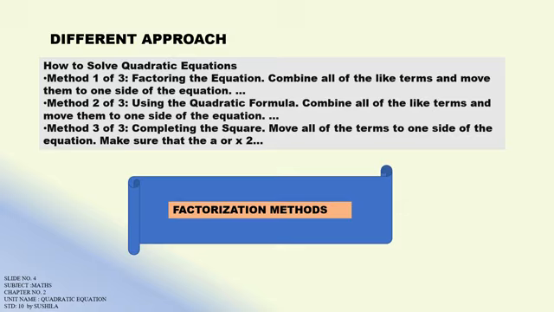Method 1 is factorizing the equation. There are different approaches to solve these equations. First one is the factorization method. In method 2, combine all the like terms at one side and move the other terms to the other side, in the form of the quadratic formula. Just be clear: the first method is the factorization method, the second one is the quadratic formula, and the third one is completing the square.